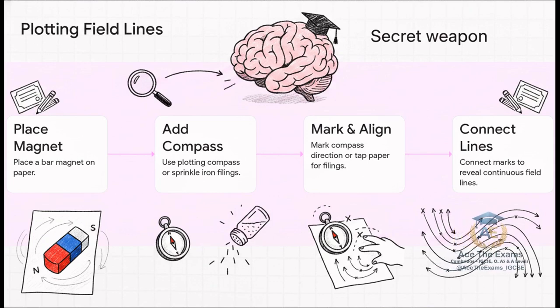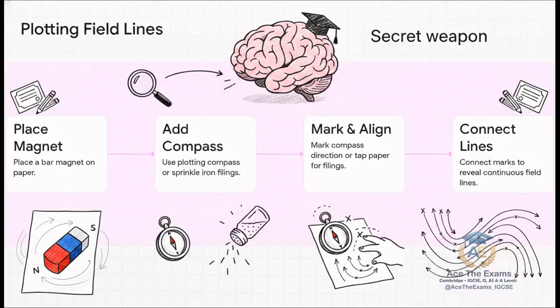Look closely at these 4 steps. If a question asks you how to experimentally plot a magnetic field, the examiner literally has a checklist in their hand. Step 1, place the bar magnet on the paper. Step 2, choose your instrument. You either state you are using a plotting compass or sprinkling iron filings.